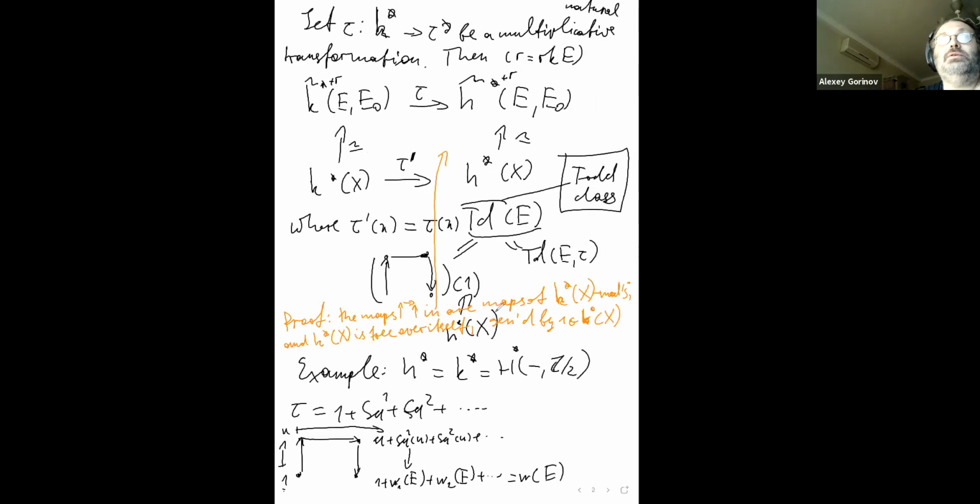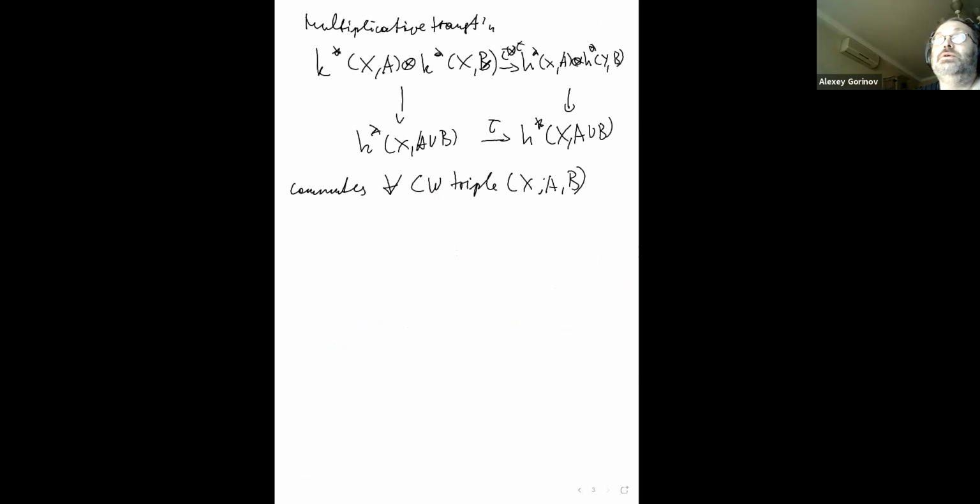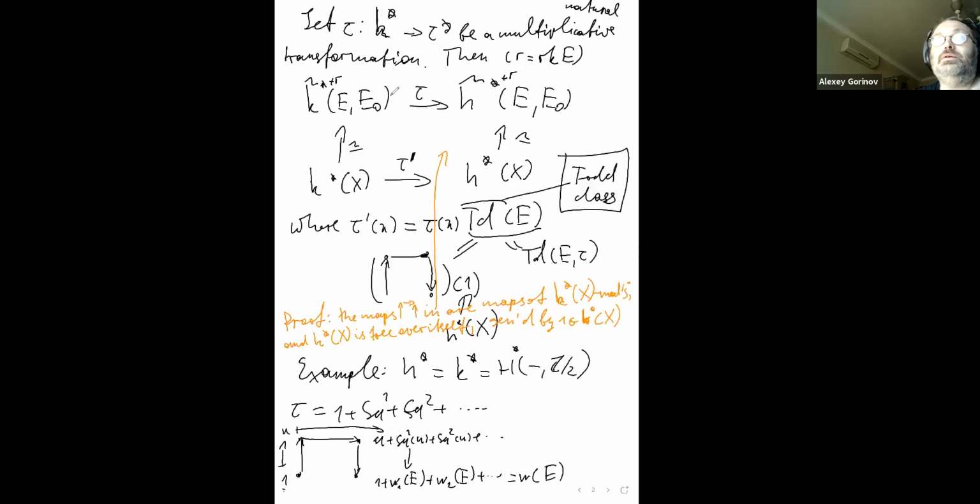Now let's go back to this diagram. If we now take, shall we say, the unit disk bundle as X, the empty set as A, and the unit sphere bundle as B, we get exactly the consequence that the map tau here at the top is a map of k modules.